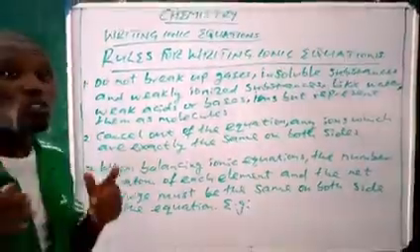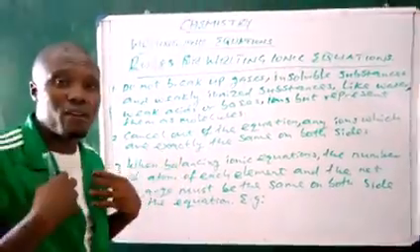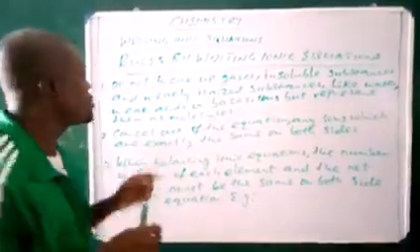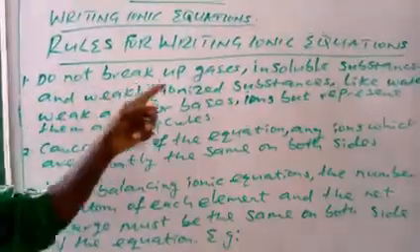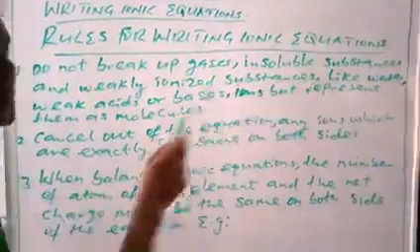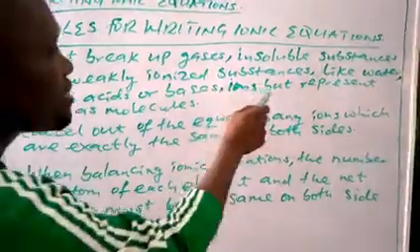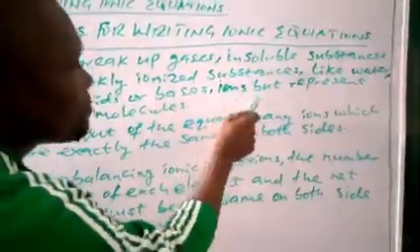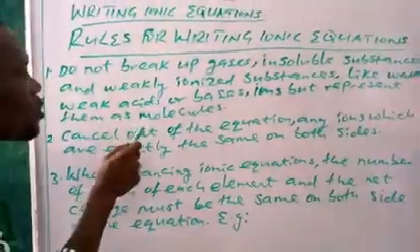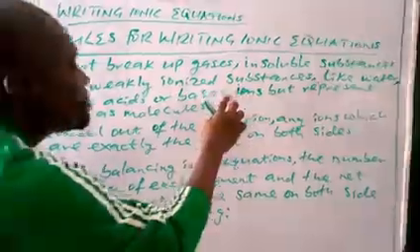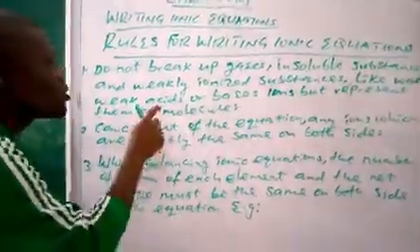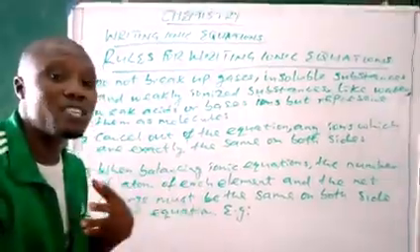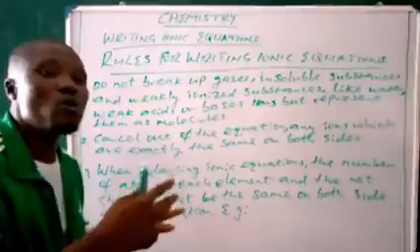Now, there are some basic rules that you must always have at the back of your mind that will guide you on how to write an ionic equation. Number one: do not break up gases, insoluble substances, and weakly ionized substances like water, weak acids or bases, into ions, but represent them as molecules. So you don't represent bases as ions. You don't represent weak acids as ions. You don't represent water as ions. You represent them in their molecular form.